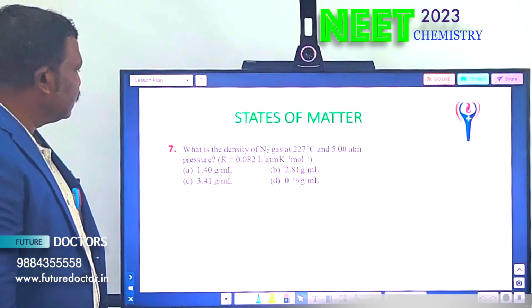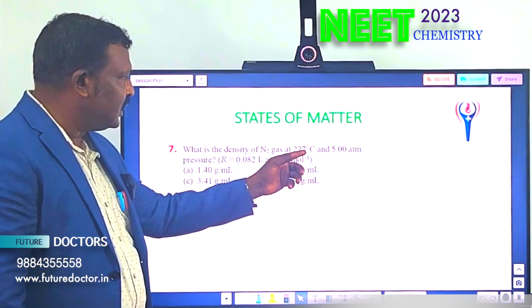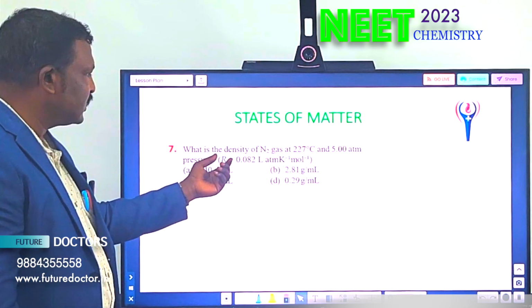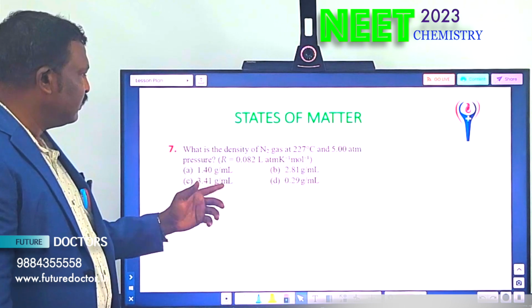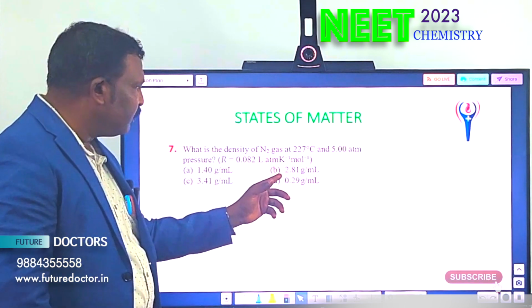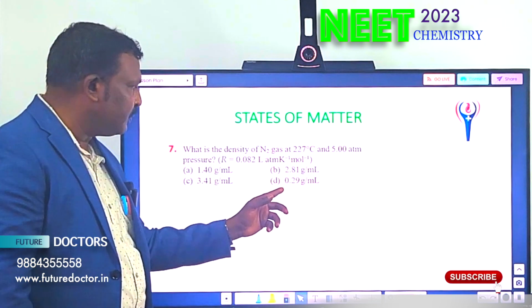Okay, right. Seventh question. What is the density of N2 gas at 227 degrees Celsius and 5.00 atmosphere pressure? R value is given, the gas constant value. So you have one formula. You just apply this formula, you can get the answer. Option A 1.40 gram per ml. Option B 2.87 gram per ml. Option C 3.41 gram per ml. Option D 0.29 gram per ml.